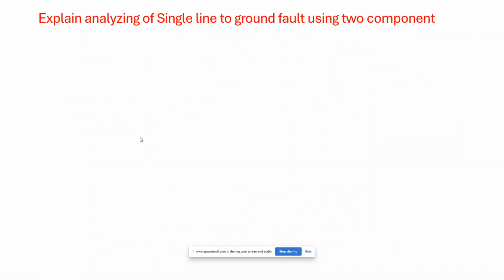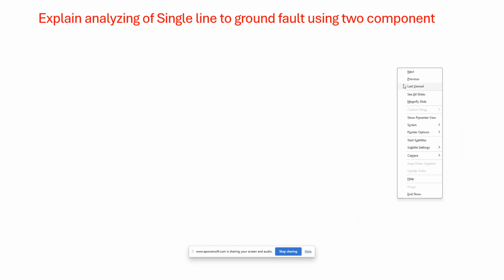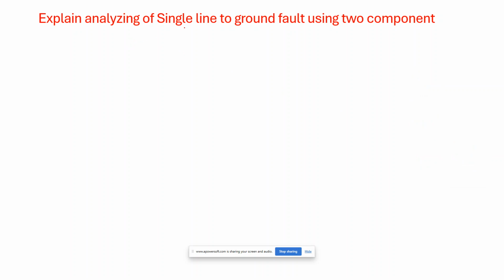Now in this video we shall go to this question, that is analyzing of single line ground fault using two component method. So in a back unit we have learned single line to ground fault using three components, but now we want to do it by two component method. So what is this two component method? What exactly are we doing here?